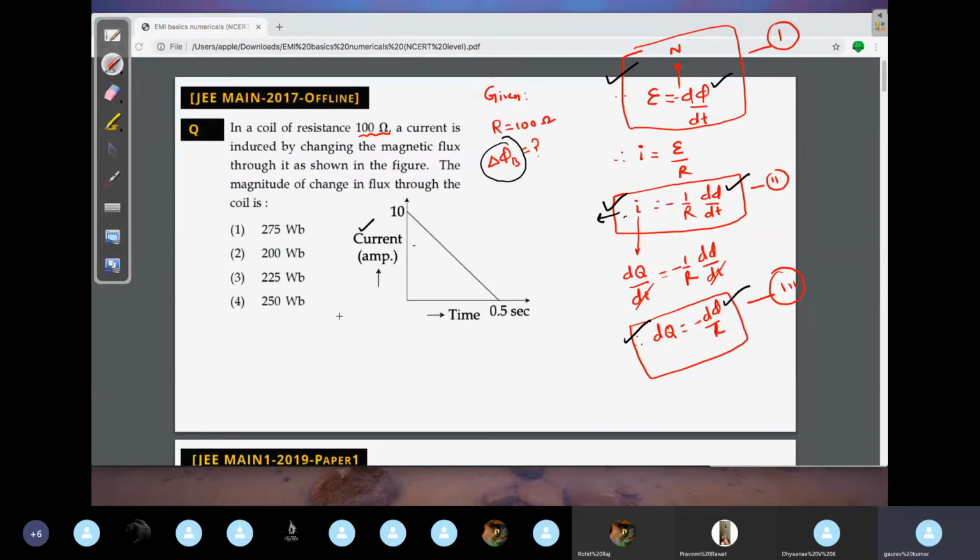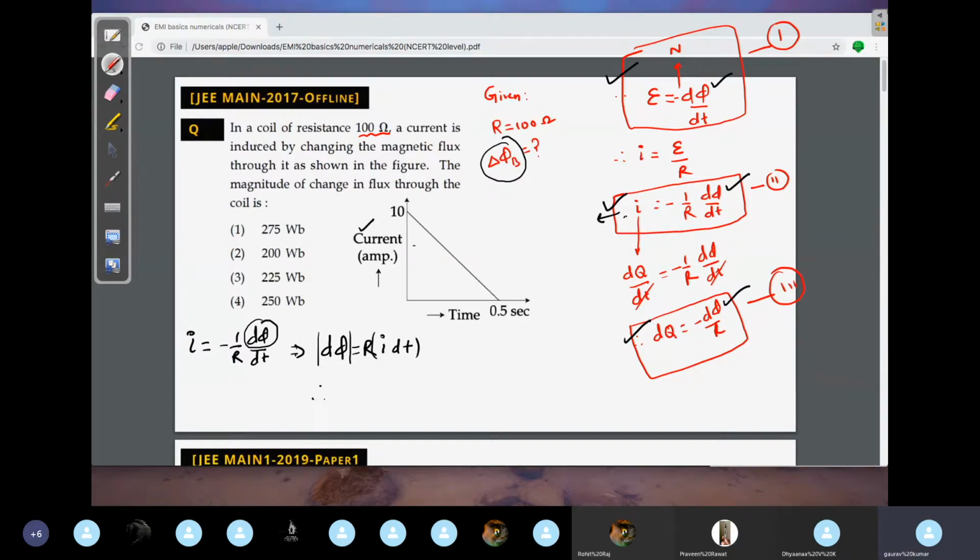So now we'll take this equation. I equals, we'll write here, minus 1 by R d phi by dt. So we are asked to calculate the total flux change. So what will we get from it? We'll get d phi equals, if we take only the mod, let's say I'll take the mod of this, R into I into dt. We'll get it like this. So from here we will get now.